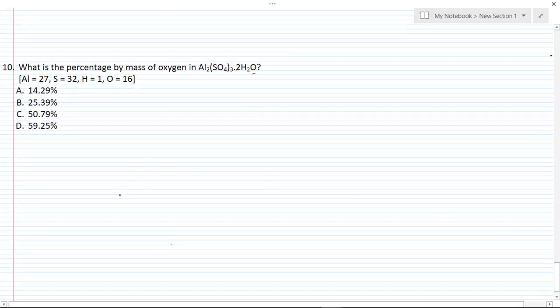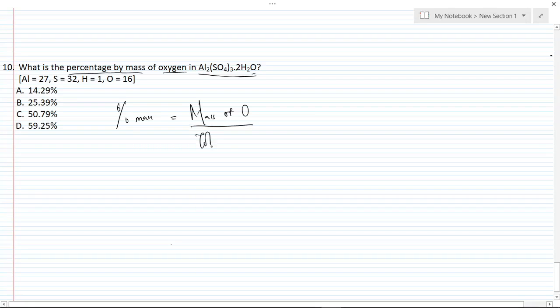What is the percentage by mass of oxygen in this compound? We have option A 14.29%, option B 25.39%, option C 50.79%, and finally option D 59.25%. So percentage by mass. Percentage by mass is giving us the mass of what we are interested in, in this case oxygen. So mass of oxygen divided by total mass, that's the mass of the compound, multiplied by 100.